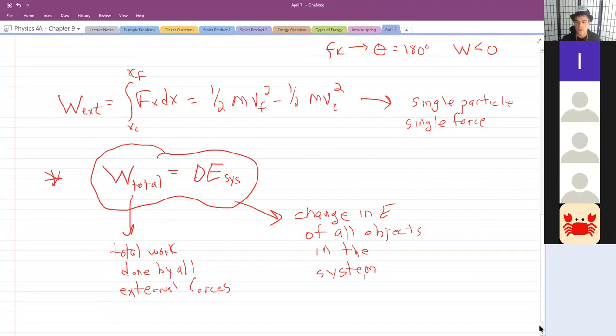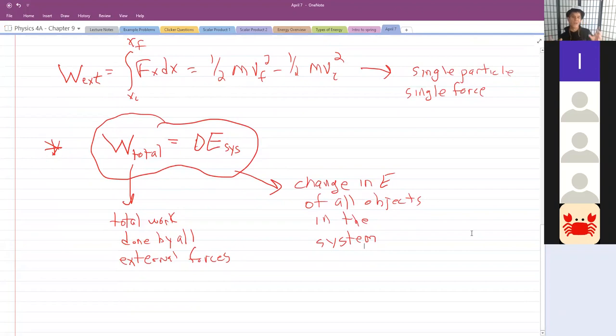So what I want to do is just give you an example. When I'm looking at a system, one, you define your system. Anything that's not the system is the environment. Any forces the environment exerts on the system is work done by an external force that will change the energy of the system. So what I want to do is look at an example problem that'll help illustrate this.